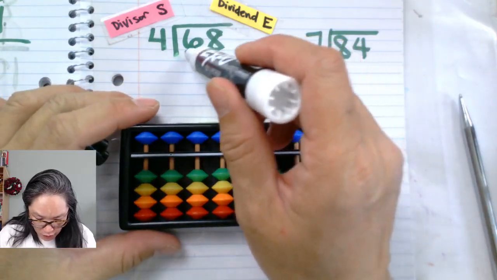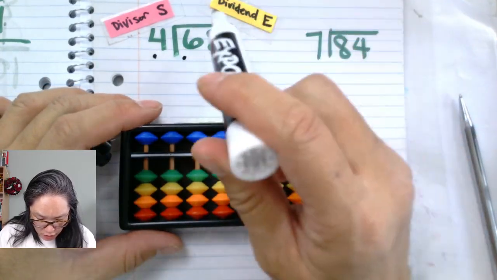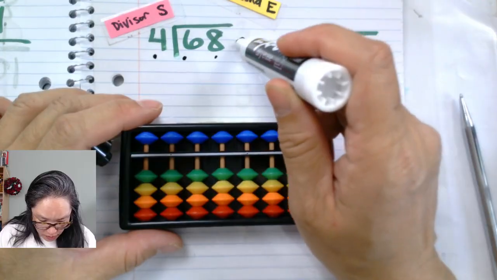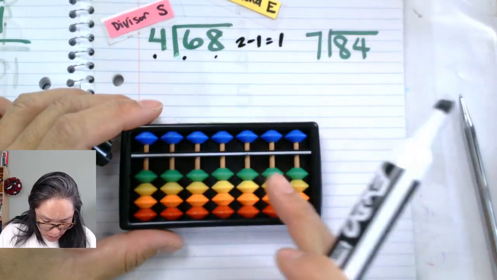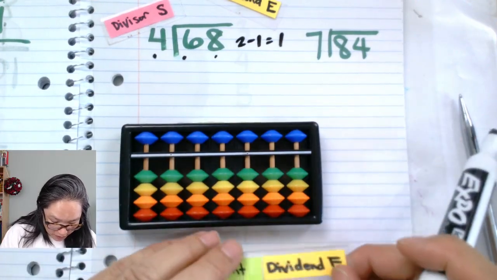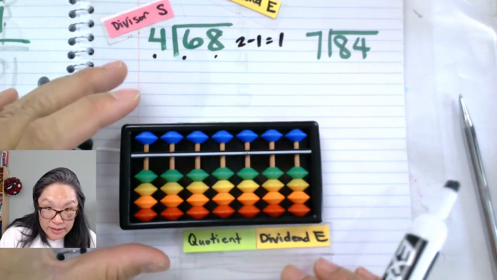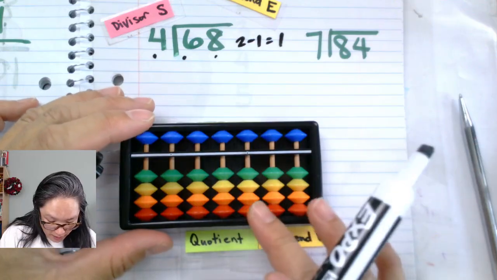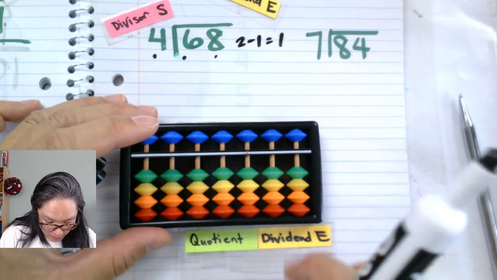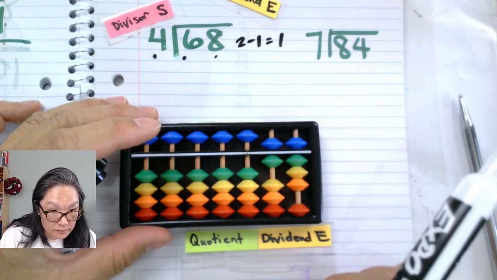So we have two digits for the dividend and one for the divisor. 2 take away 1 is equal to 1. So my answer is going to be here. This is where my quotient will be. It's a moving number, right? There's my quotient and there's my dividend. My quotient will be here, 1. My dividend is going to be here, 68.